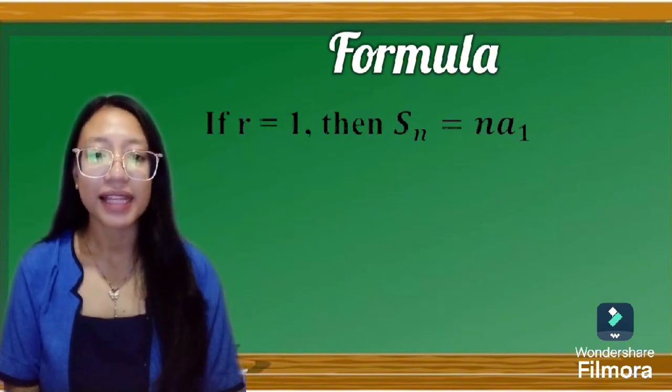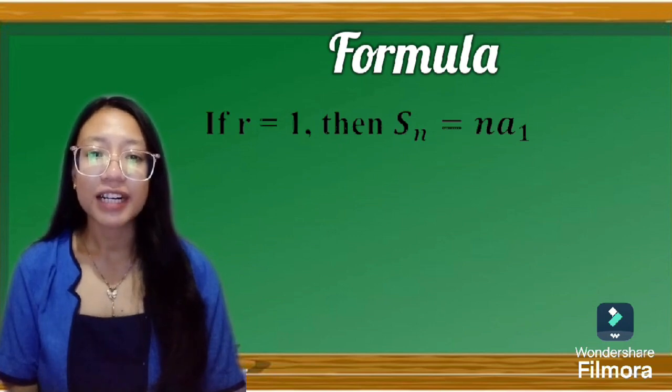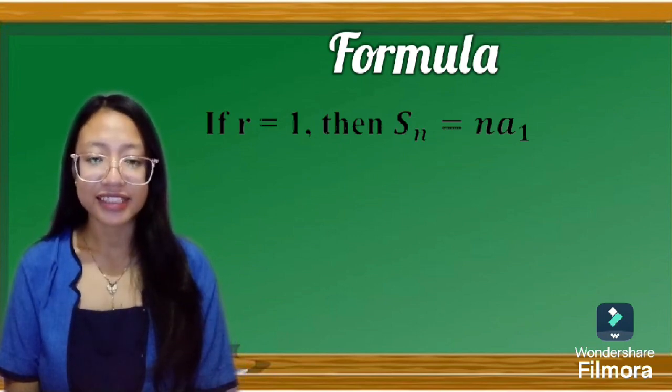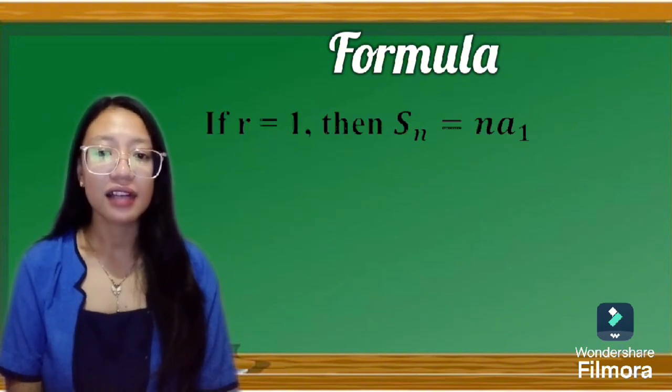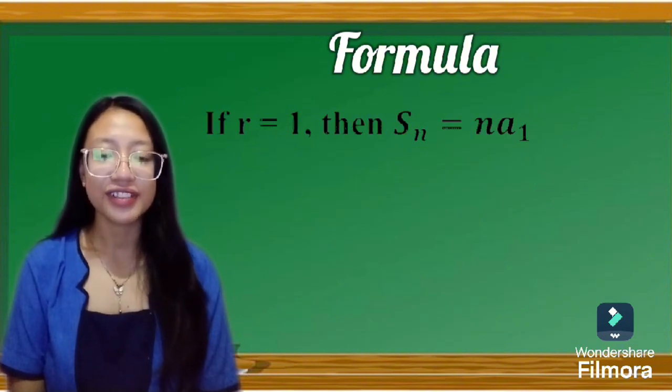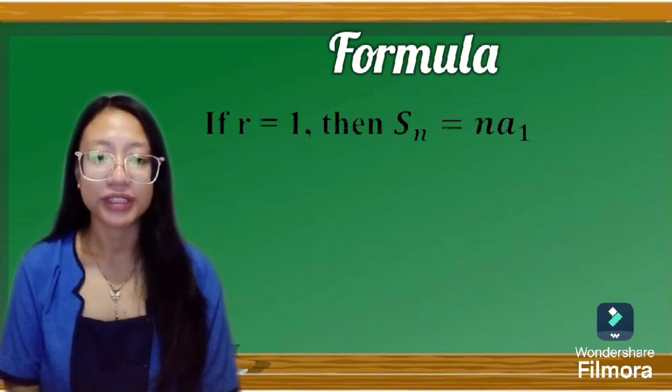So dito ang ibig sabihin lang ay kapag magkakamukha yung terms natin sa sequence, imumultiply lang natin yung number of terms doon sa first term. Ayun lang yung formula, multiply.